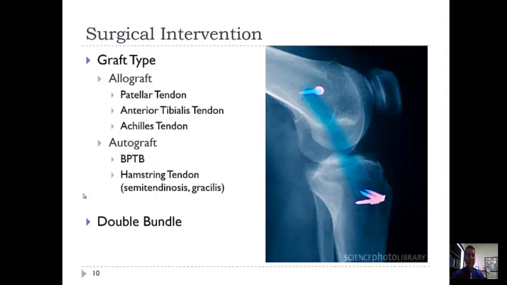A double bundle procedure is where they try to mimic the normal anatomy of the ACL, so they try to create two bundles, an anterior medial bundle and a posterior lateral bundle, and that's thought to more closely mimic the normal biomechanics of the ACL. It's usually a more surgically complex procedure, more technically difficult, but you're seeing it done with more and more frequency nowadays.